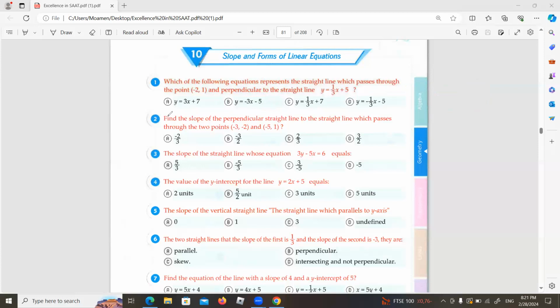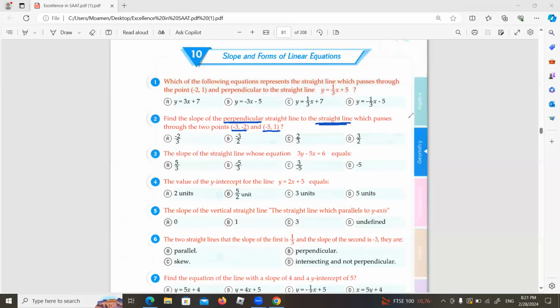Okay, we're going to number two. Find the slope of the straight line perpendicular to the straight line which passes through the points. This is the first point and this is the second point. So I have 2 points, and I can find the slope of the second straight line.